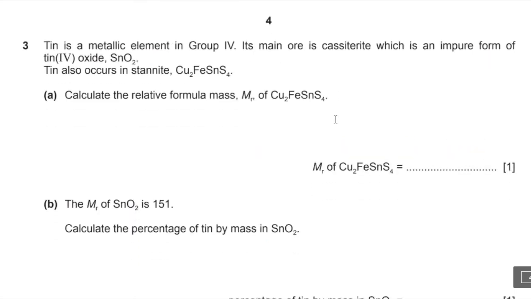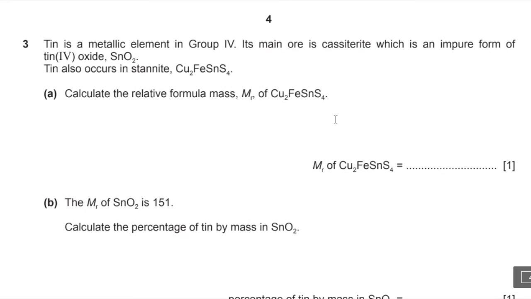3. Tin is a metallic element in group 4. Its main ore is cassiterite, which is an impure form of tin oxide. Tin also occurs in stannite. Calculate the relative formula mass of stannite.